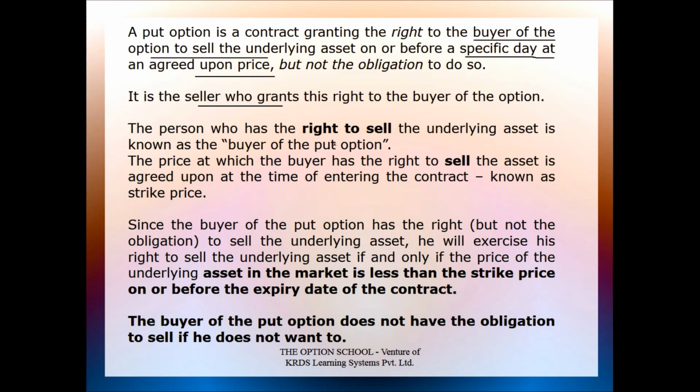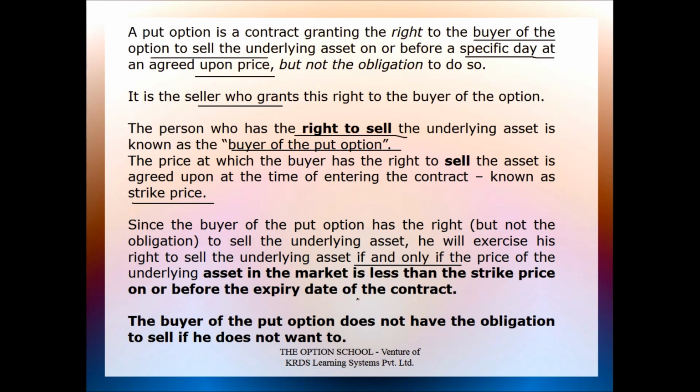The person who has right to sell is known as, this is important, buyer of put option. In our case, buyer of put option was builder. Because he has paid 1 lakh rupees, that means he is a buyer. The price at which buyer has the right to sell is known as the strike price. Since the buyer of the put option has the right to sell, he will exercise the right only if and only if the price of the asset in the market is less than the strike price. If the price falls below 50 lakh, only in that case builder is going to exercise his right.